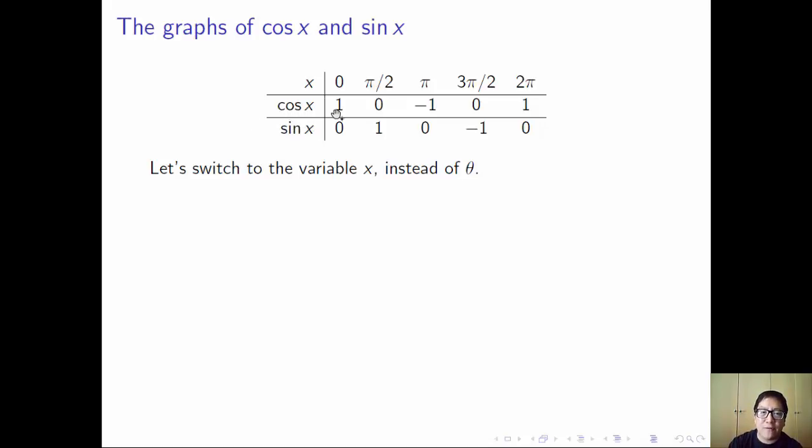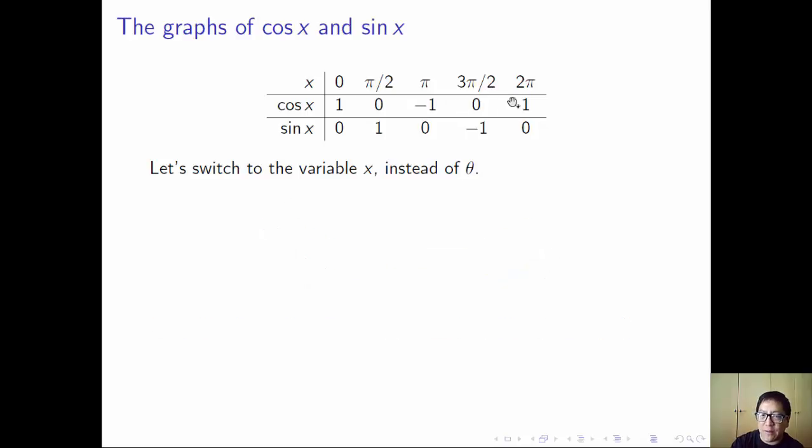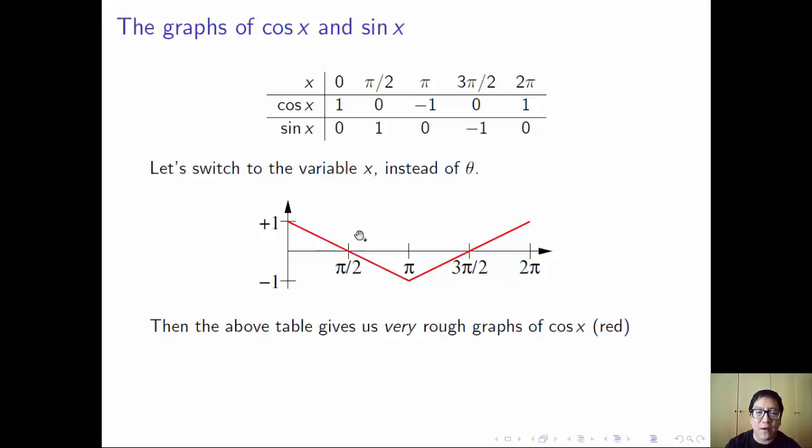Well, for the graph of cosine, we see that for the x values 0, pi over 2, pi, 3 pi over 2, and 2 pi, we have the corresponding cosine values of 1, 0, -1, 0, 1. I just copied that from the previous page. There it is. And so when I graph that, I get 1, 0, -1, 0, 1. Well, I got a graph that kind of looks like it goes down and it comes back up.